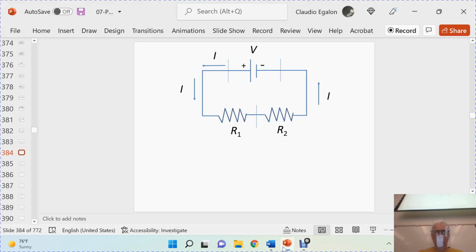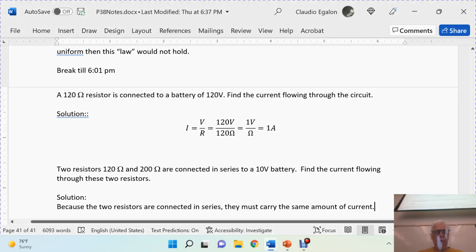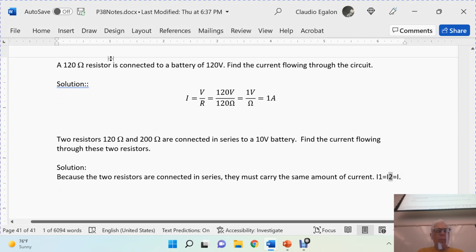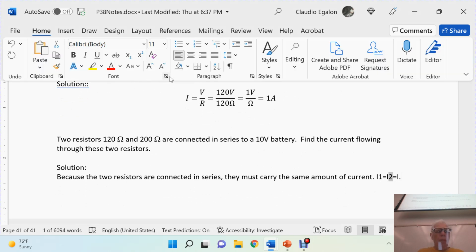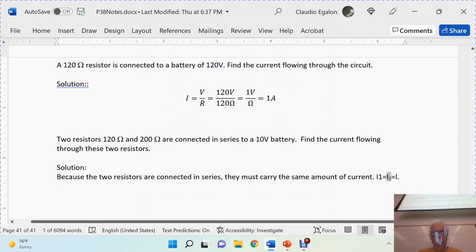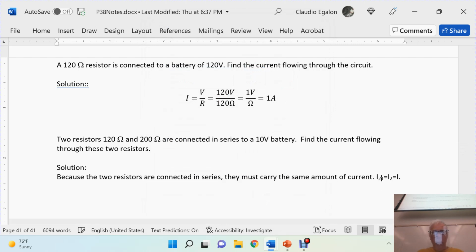So we can state the following. The current flowing through resistor 1 is going to be the same as the current flowing through resistor 2, and that I'm going to call I. Subscript, and subscript here as well. Like that.